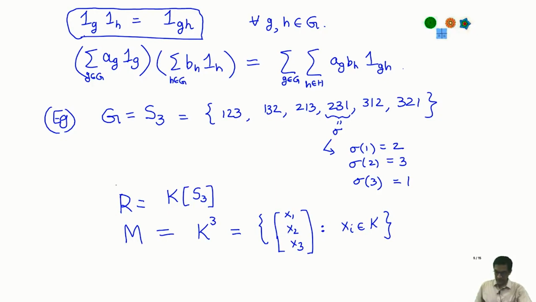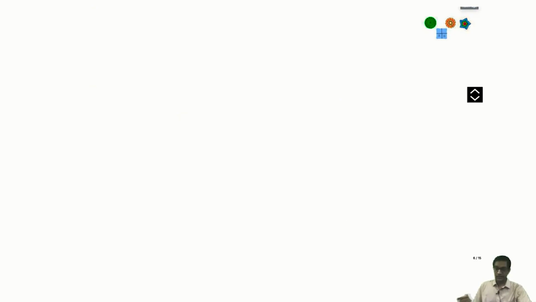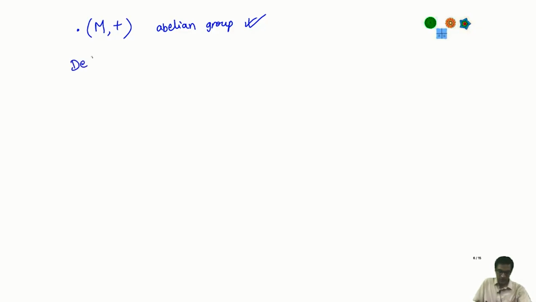Now I claim that this set M can be made into an R-module. So I have to define the scalar multiplication. Observe, M already has an addition, right? This is just all column vectors. It's in fact a vector space over K, so it certainly has an addition. Under that addition, it's already an abelian group. So that part is okay. It's only the scalar multiplication that we have to define. So let's define it in the following manner.